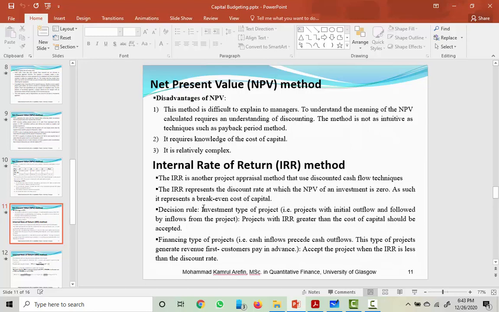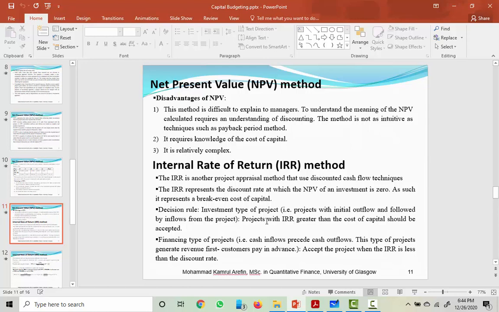So what is the decision rule? If it is an investment type of project, that is the normal project where the cash outflow precedes cash inflow, we need to invest a lump sum amount of money at the beginning of the project to get net inflows in future. This type of project is called an investment type of project.